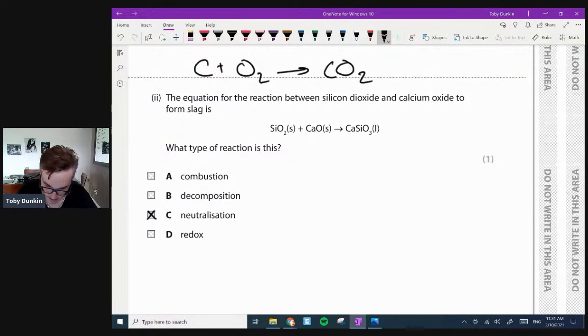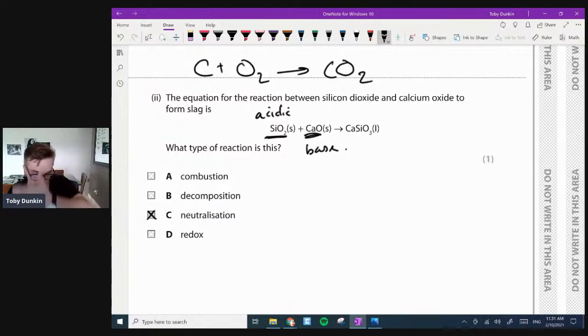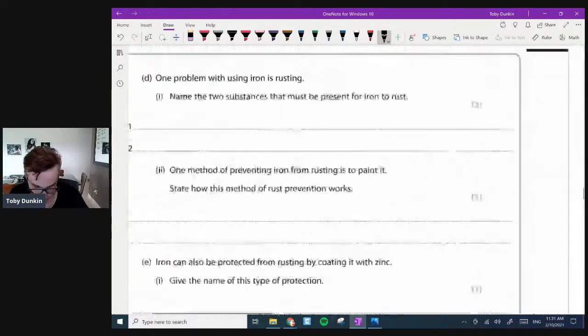Good to see you. The reason why you know it's neutralized, you just have to know that sand is acidic. Even though it has a pH of 7 because it's insoluble, it's still acidic. And any metal oxide is a base. This is a neutralization. Yeah, just got to know that one.